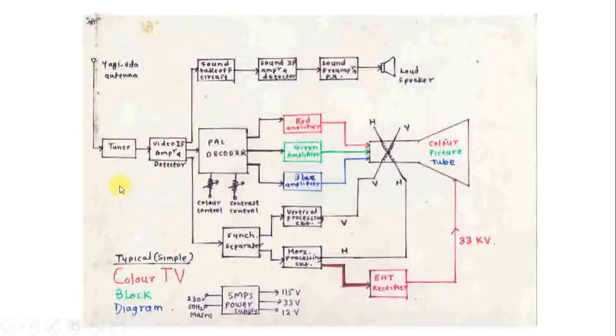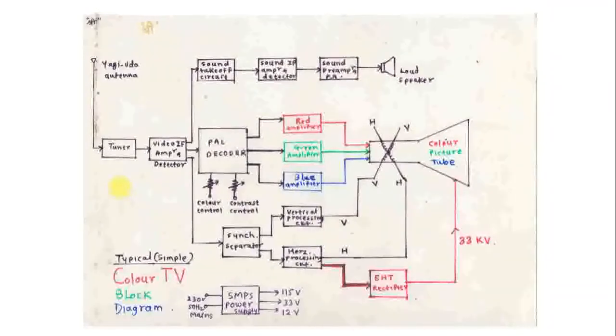So this is the simplest block diagram of any color television. Color television may be a PAL color television, NTSC color television and SECAM color television. Since we are using PAL standards in India, we will see the PAL color television. If you compare this color television block diagram with respect to the black and white television, it is very simple. Let us say I will explain you the similarities first.